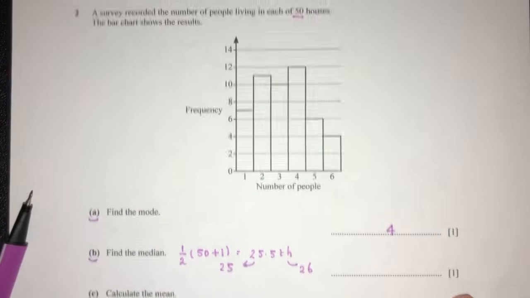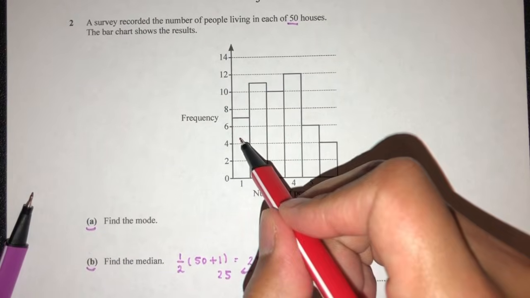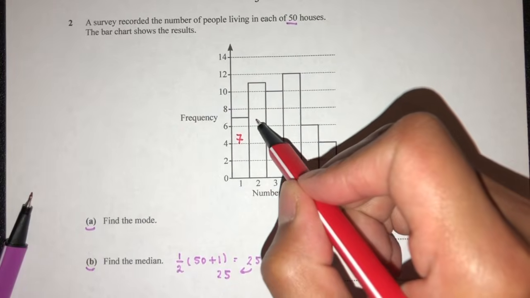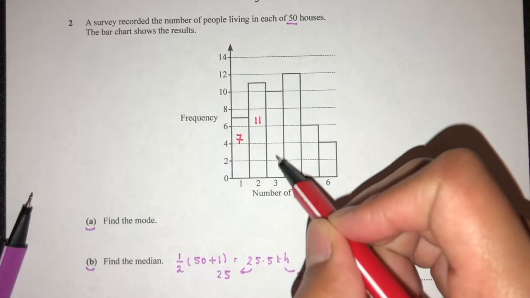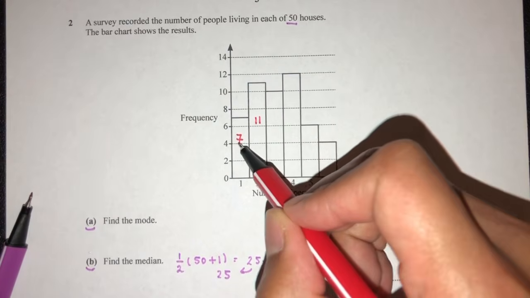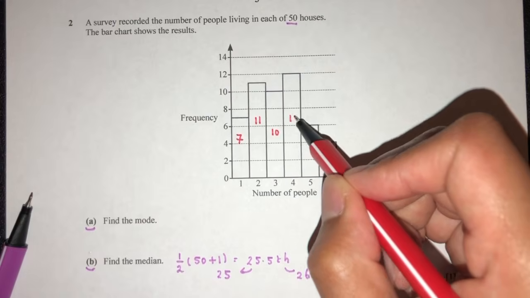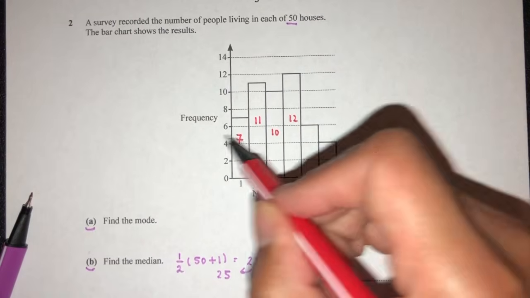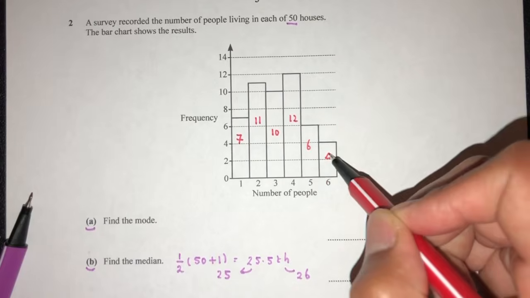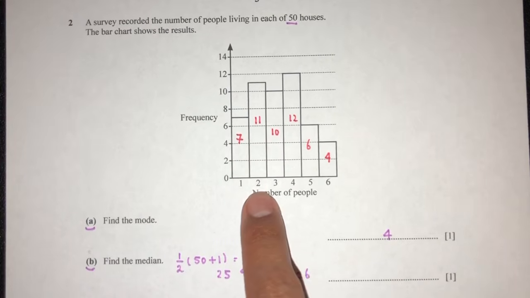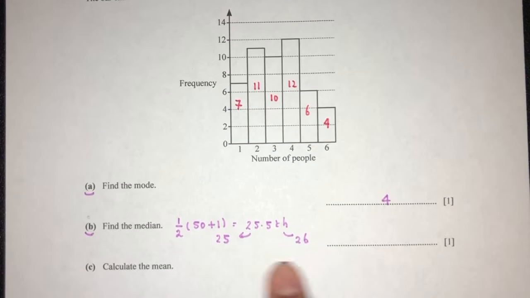So let's find out. This will be 7, so this is 7 houses. That will be 11 houses, that will be 10 houses, right? That will be 12 houses, and that will be 6 houses, and that will be 4 houses. This is the frequency for the number of houses. Having 1 person is 7, 2 people is 11, and so on. So the idea is that we have to find the 25th element and the 26th element.